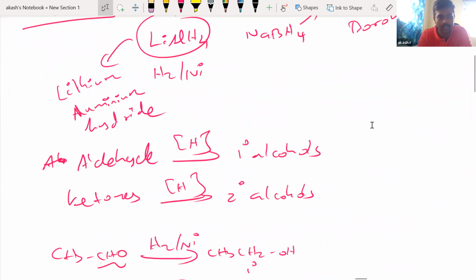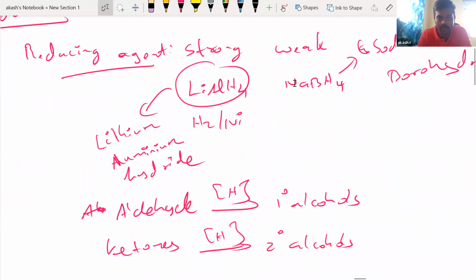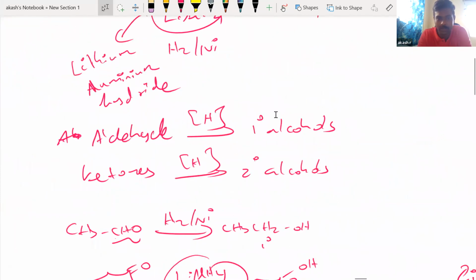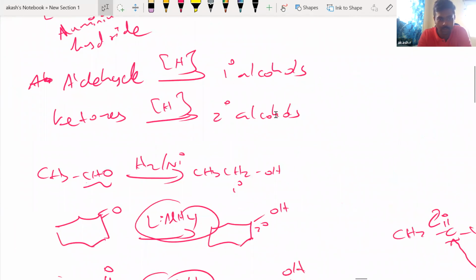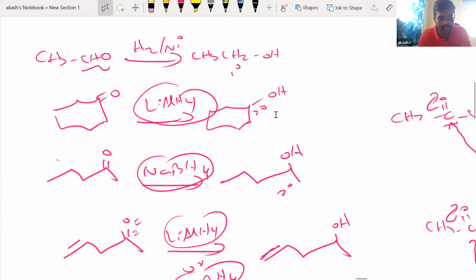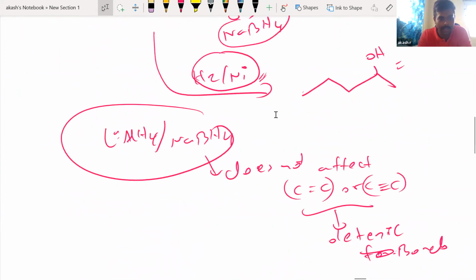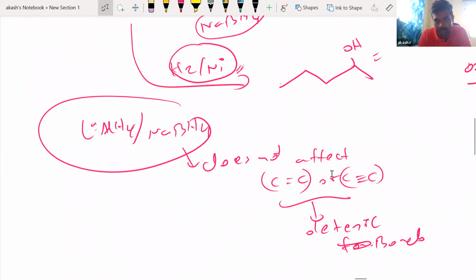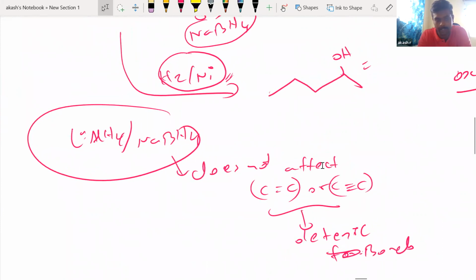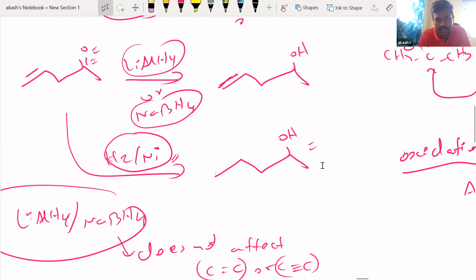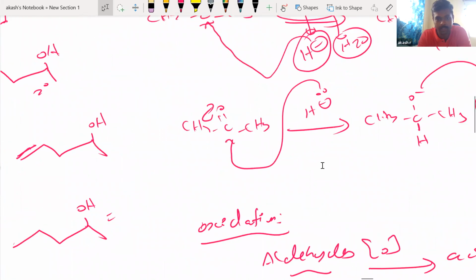And I told you the common reducing agents can be LiAlH4, NaBH4, and H2 over nickel, right? Aldehydes will form primary alcohols, ketones will form secondary alcohols. And there is one special thing about LiAlH4 and NaBH4: they are not going to affect C double bond C or C triple bond C. Whatever was there in the reactant is going to stay in the product.